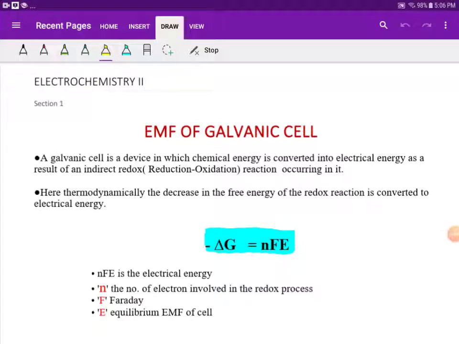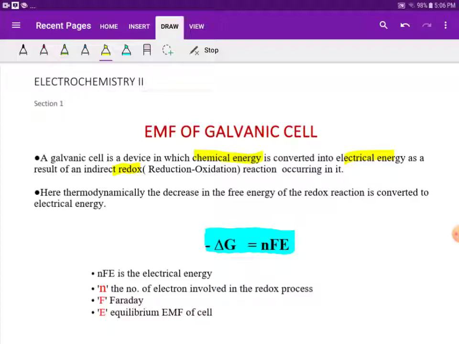Hello dear students, today we will have a discussion about Electrochemistry 2, the EMF of a galvanic cell. As all of you know, a galvanic cell is a device in which chemical energy is converted into electrical energy as the result of an indirect redox reaction occurring in the cell.